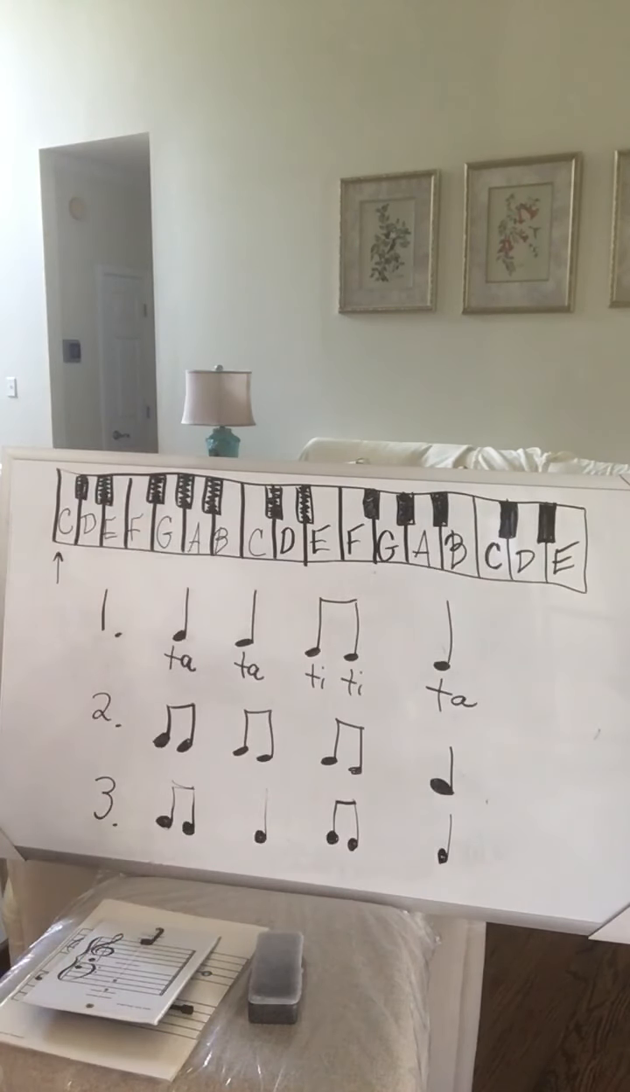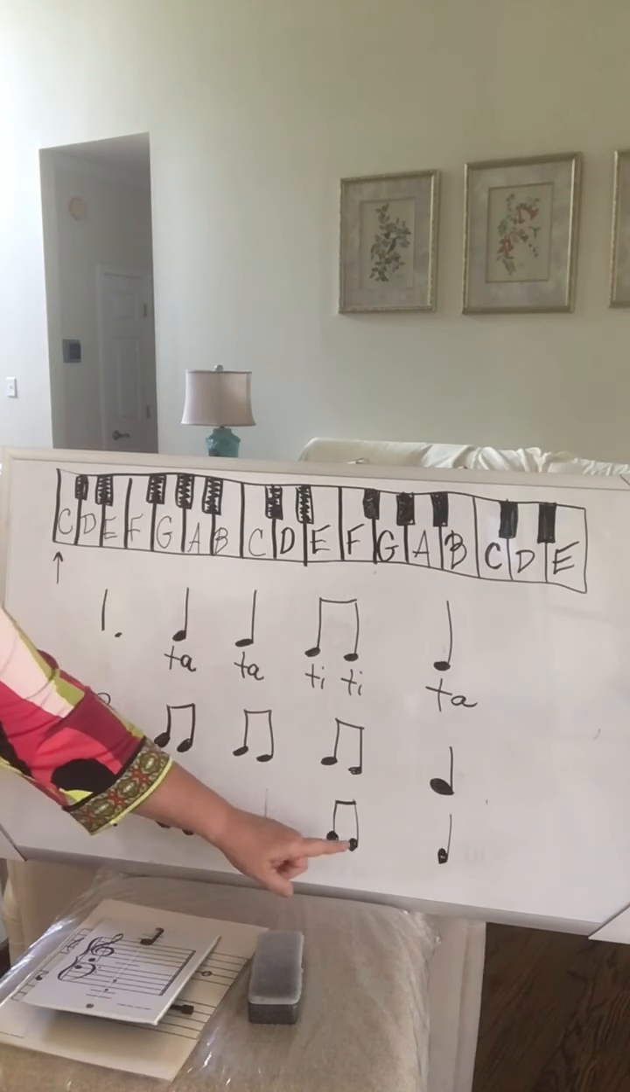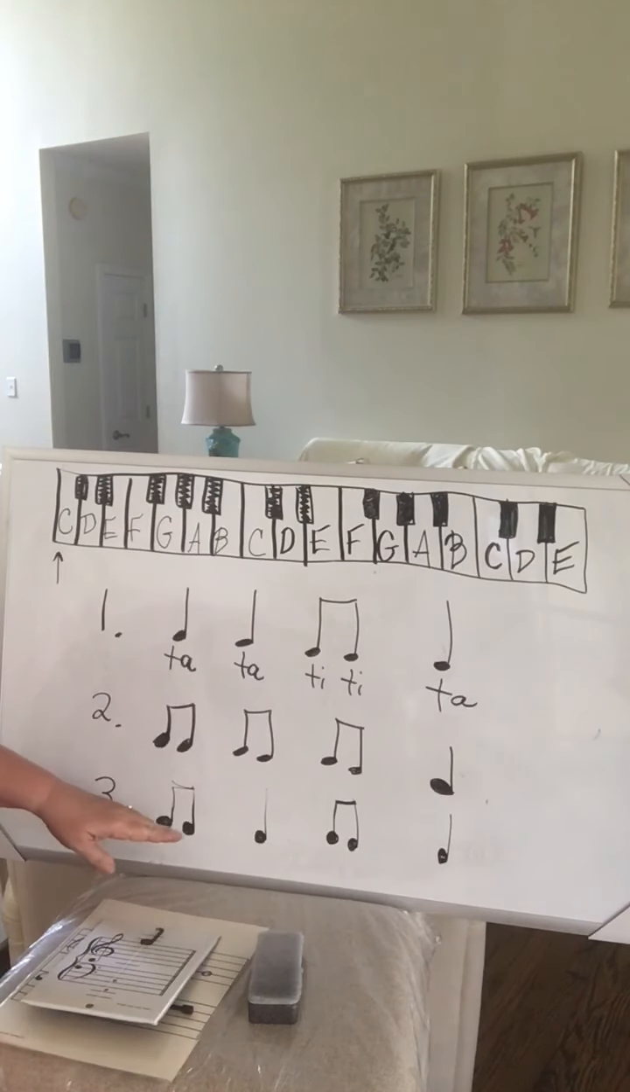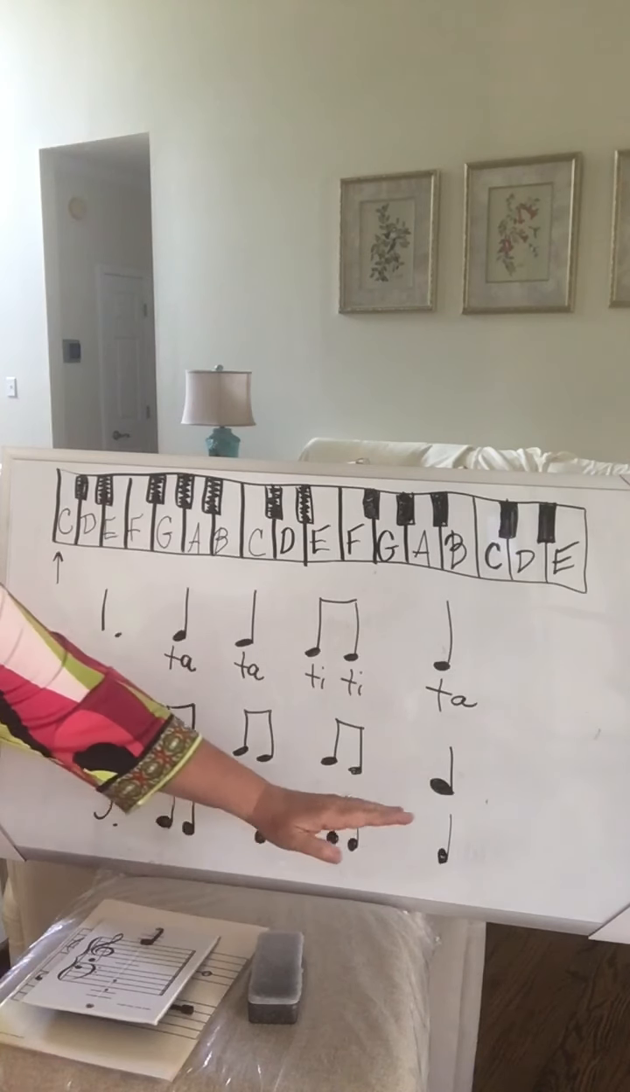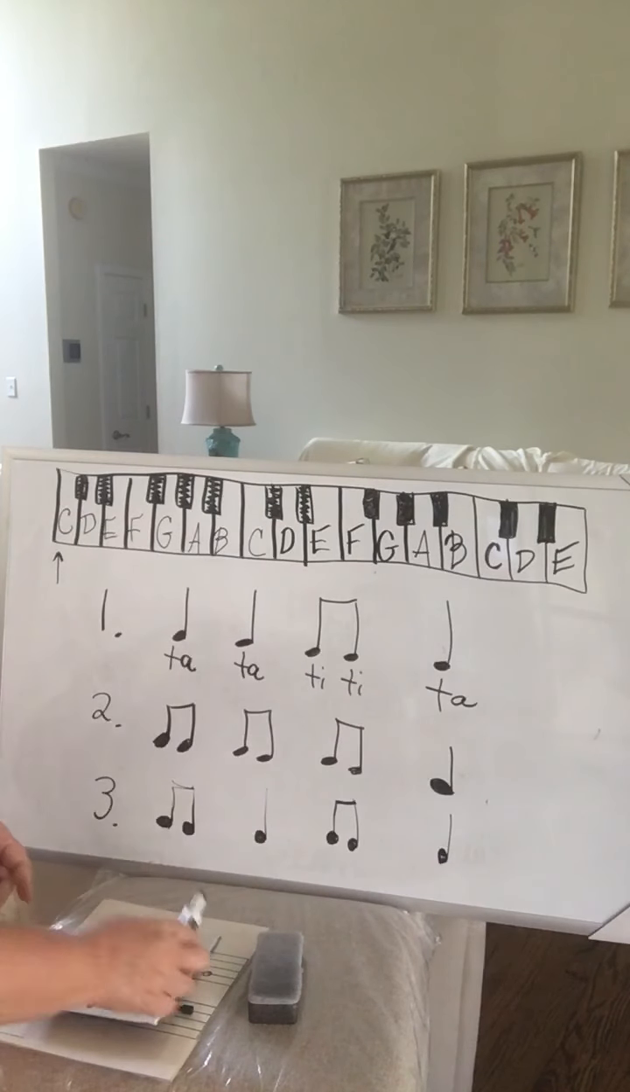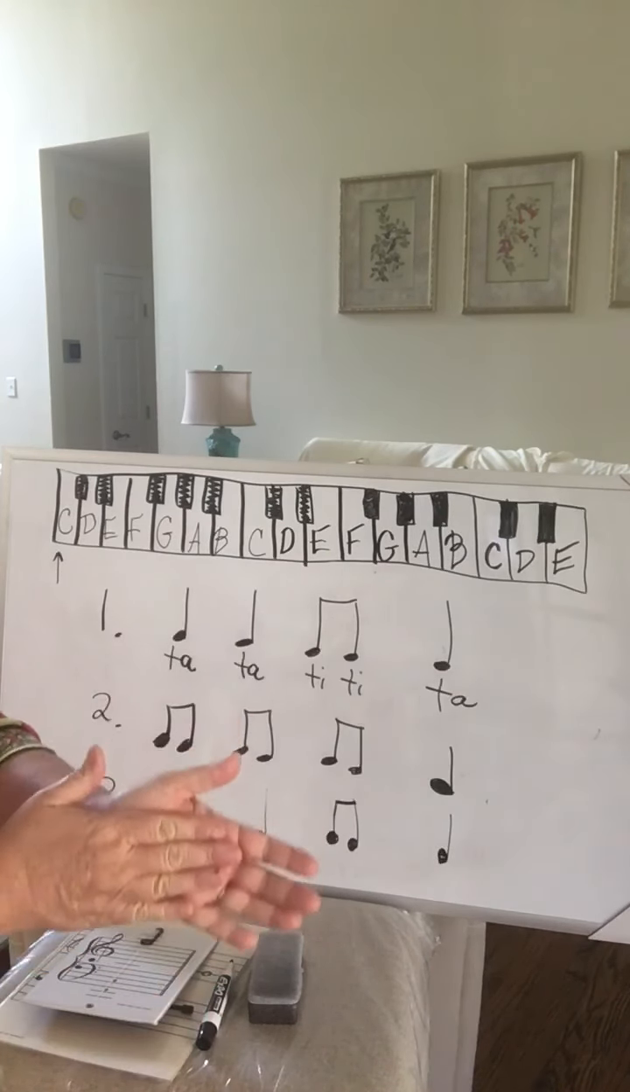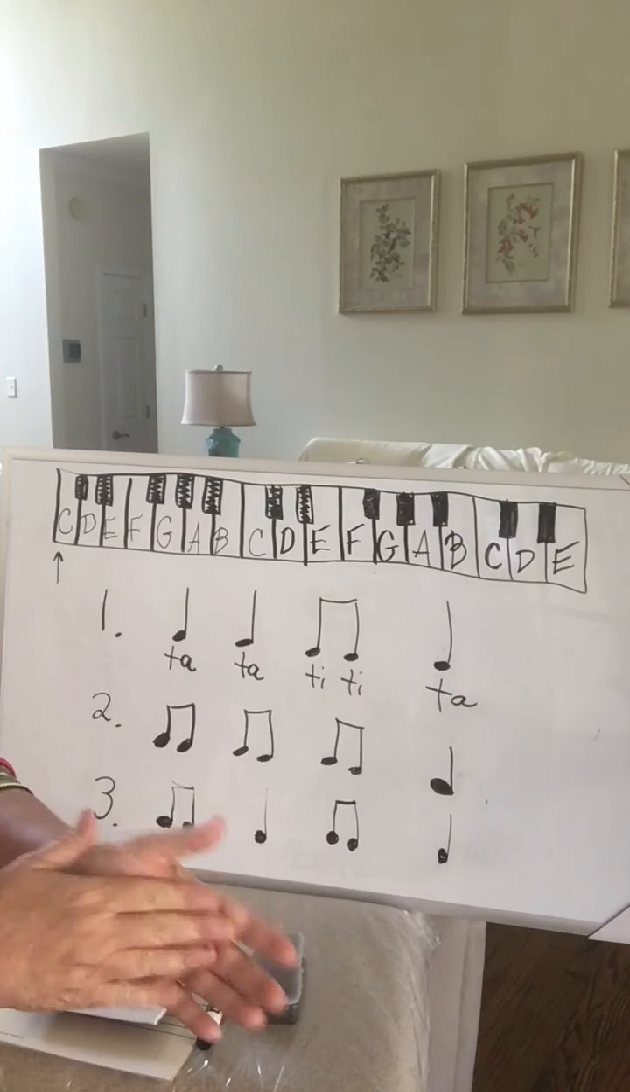Okay, now remember which ones are tas and which ones are tts. That's right, this is tt, tt, ta, tt, tt, ta. They all have to fit on a steady beat. tt, tt, ta, tt, tt, ta.